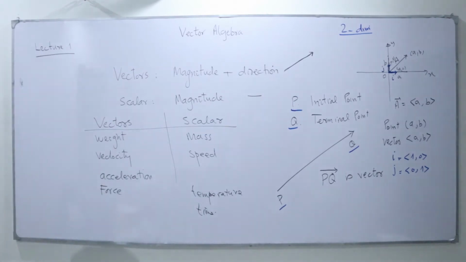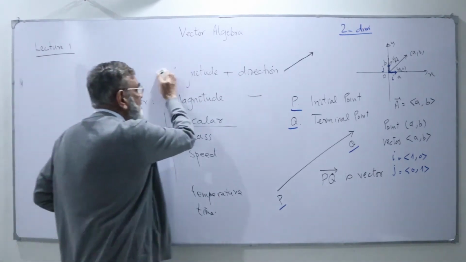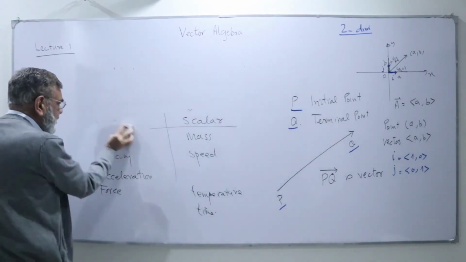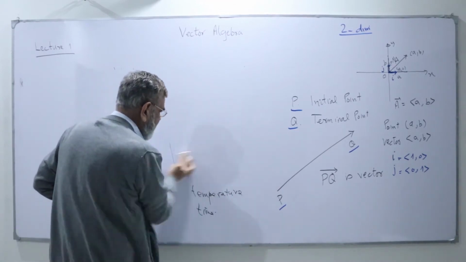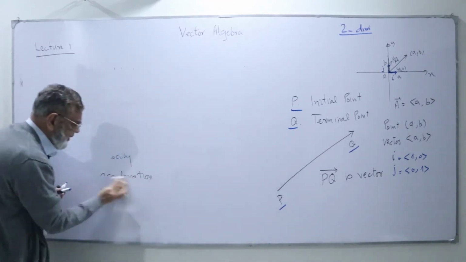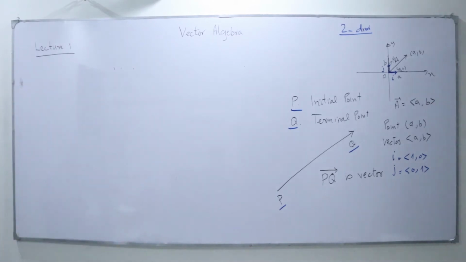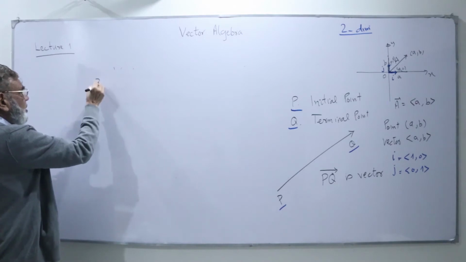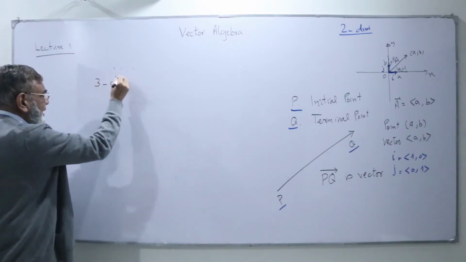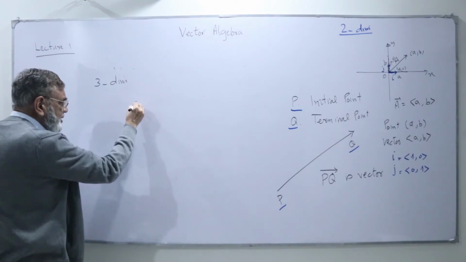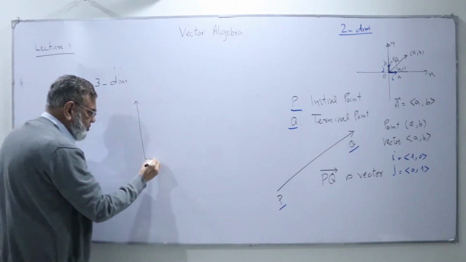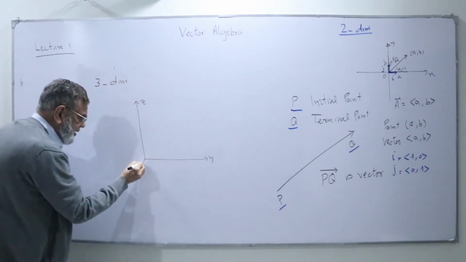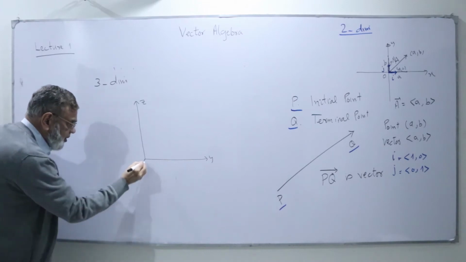Now let's go ahead and extend this definition to 3 dimensions. That means I have the x-axis, y-axis, and z-axis. The 3-dimensional case is a little different from that one. This is my z-axis, this is my y-axis, this is my x-axis, and here is my origin.